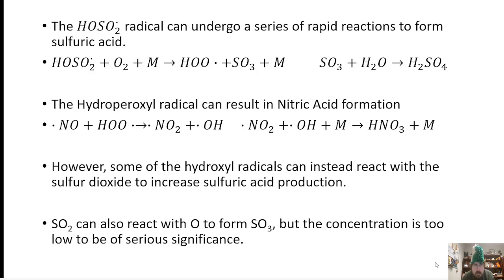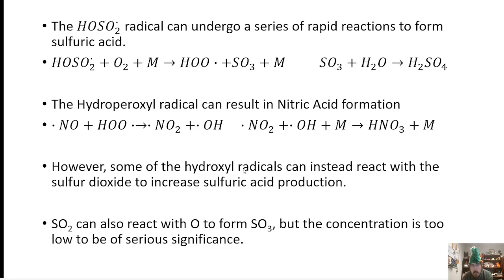Now, the HSO2 radical can undergo a series of rapid reactions. It can bump into oxygen to form a peroxy radical and sulfur trioxide. Sulfur trioxide can then bind to water to form sulfuric acid. This hydroperoxy radical can actually contribute to nitric acid formation because, remember, NO plus hydroperoxy forms NO2, and NO2 plus the hydroxyl radical can form nitric acid.